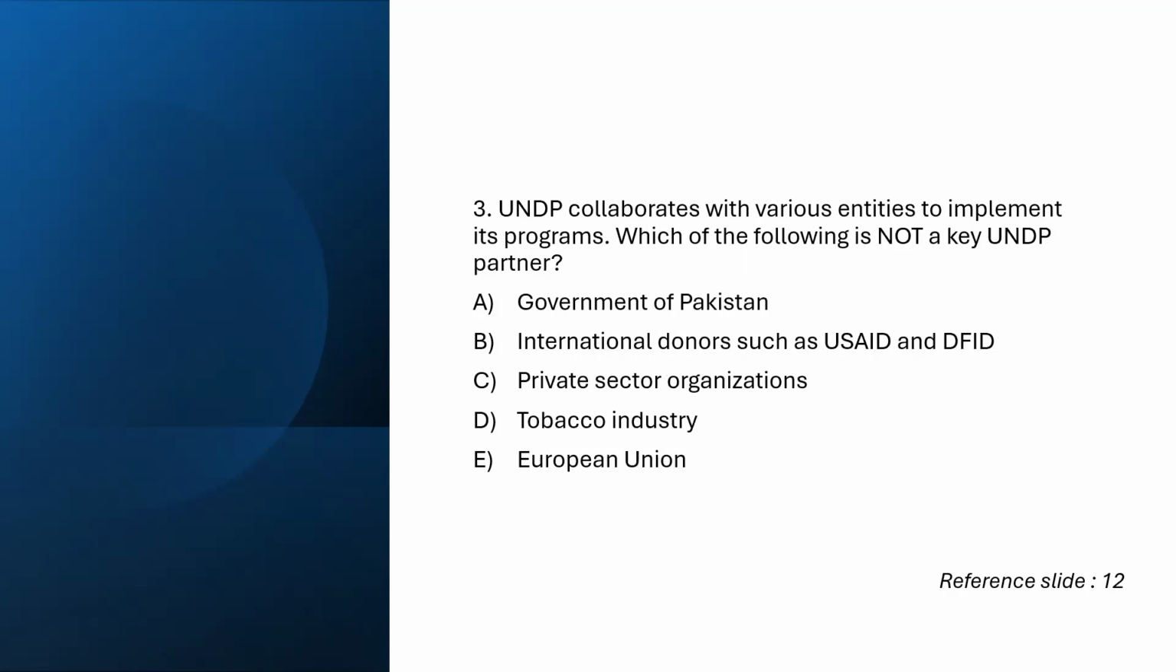Okay, now we come to MCQ 3. UNDP collaborates with various entities to implement its program. Which of the following is not a key UNDP partner? A. Government of Punjab. B. International donors such as USAID and DFID. C. Private sector organizations. D. Tobacco industry. Or E. European Union. Yes, the answer is D. Tobacco industry.